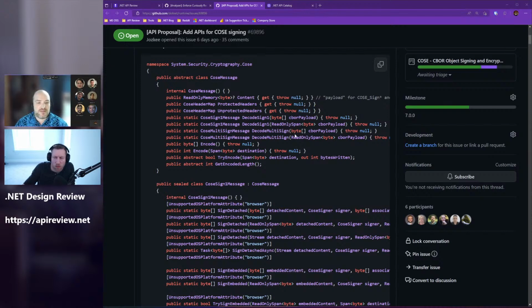Any more questions on the COSE message? Get encoded length is the actual encoded length, right? Not just a worst case scenario. For all of the algorithms that currently exist, yes. Okay, cool.